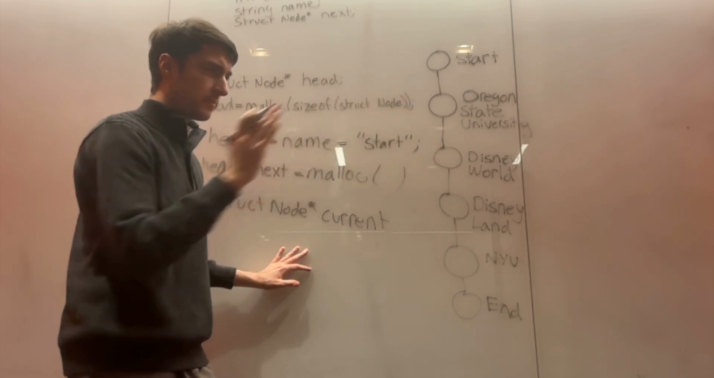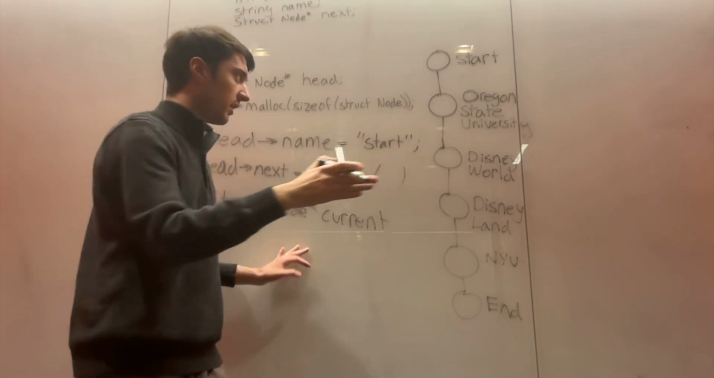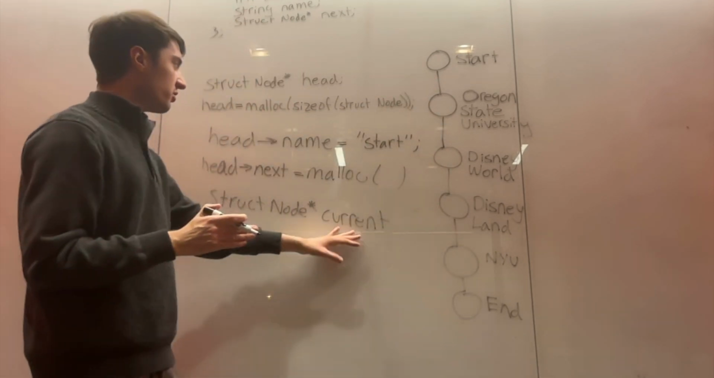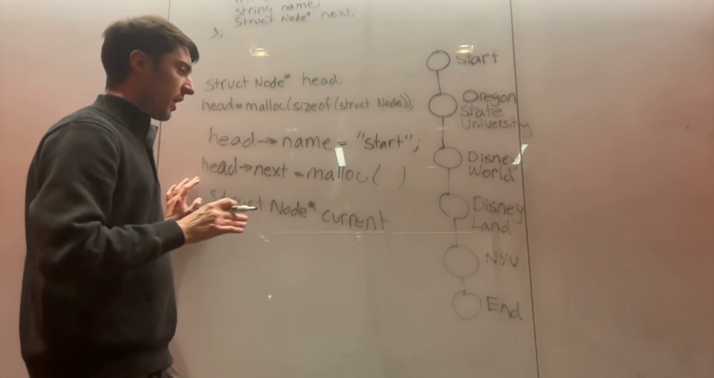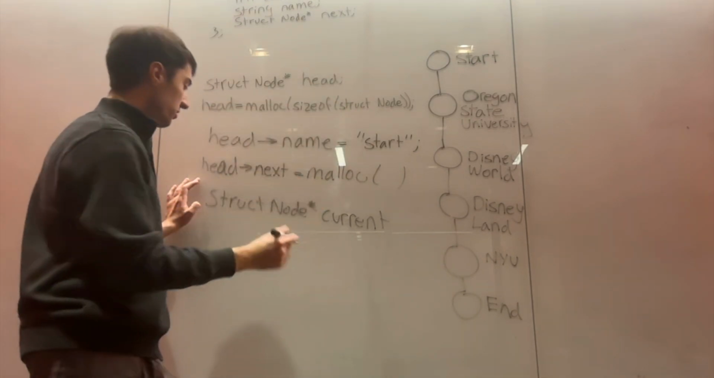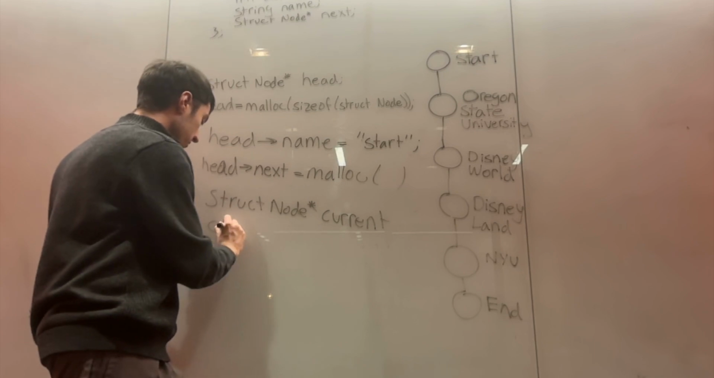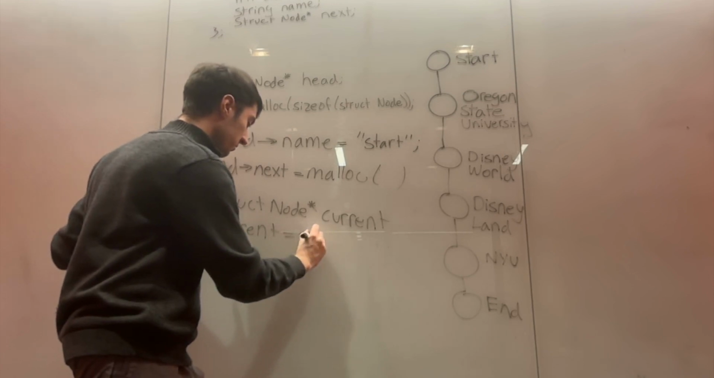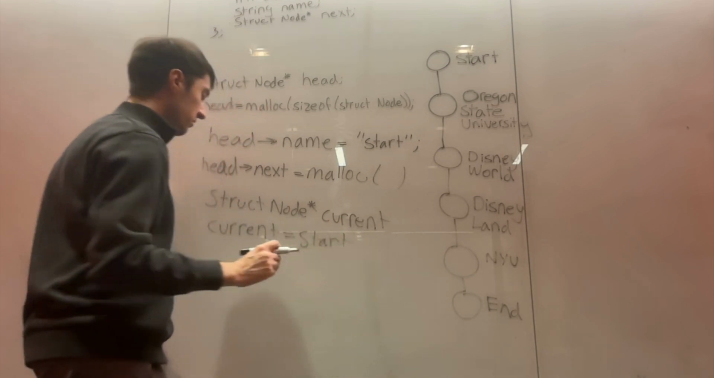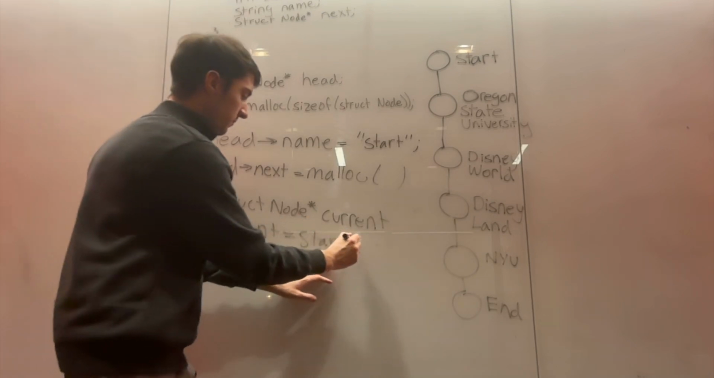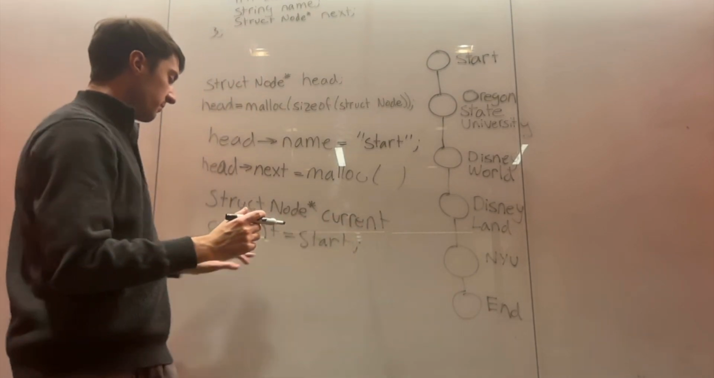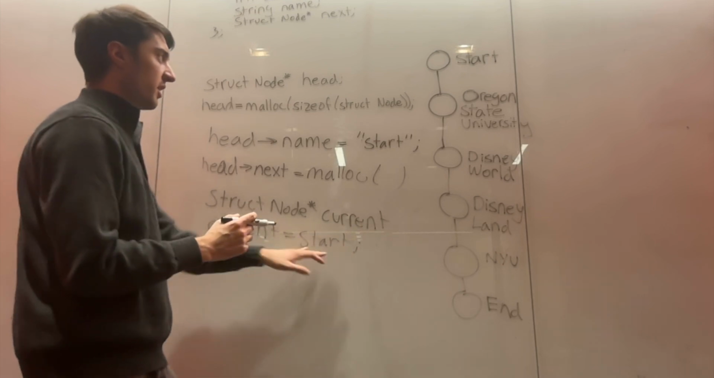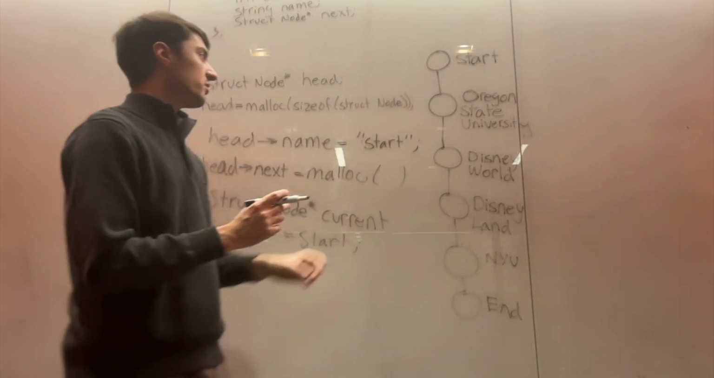Okay, so current is going to direct us towards a station or a node, right? So let's just assign it. What do we want to have it direct us to first? Let's just say start. So we can say current equals start. Okay, so we have the current and the start at the same location, so they both point to here.